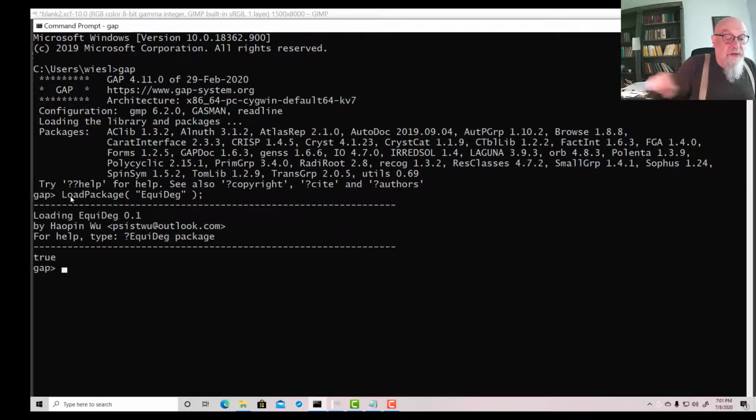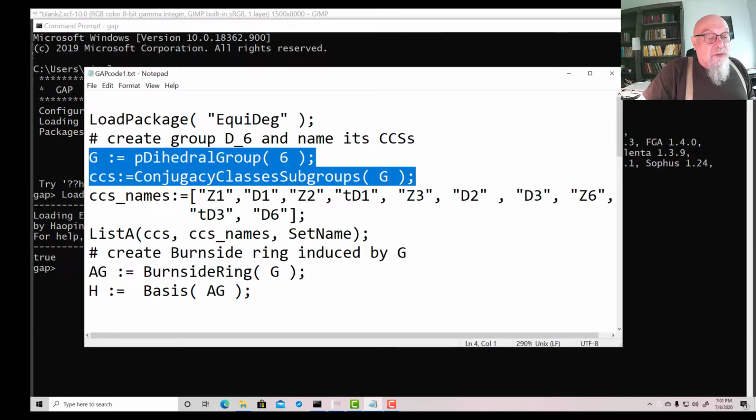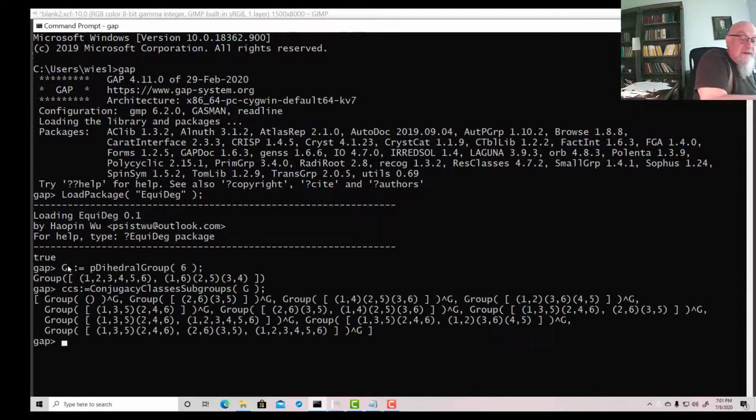And we got it. And now let's define the group and the conjugacy classes. So I just copied these two lines. The group is the dihedral group of 6 elements, and then we have here conjugacy classes of subgroups of G. So the group D6 and its conjugacy classes. And now let's put it here and copy, and let's see what happens.